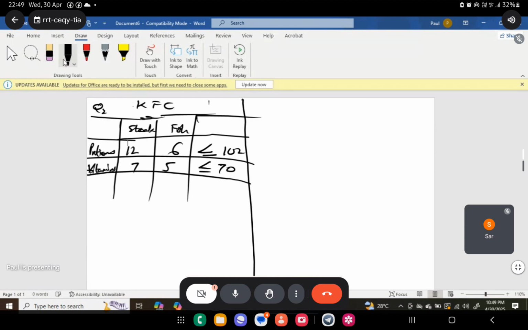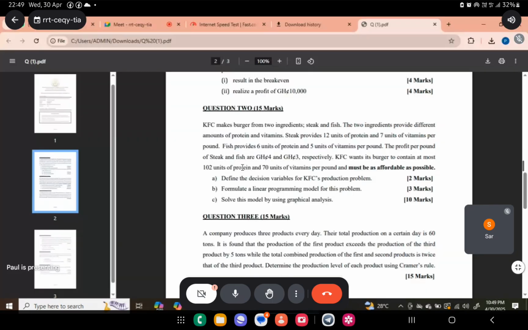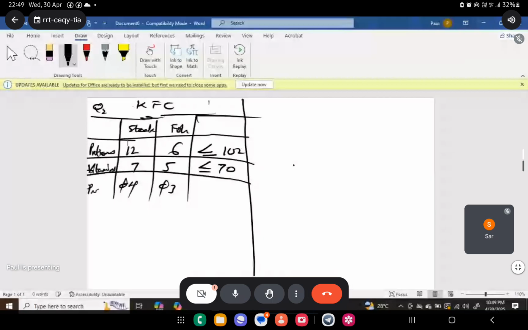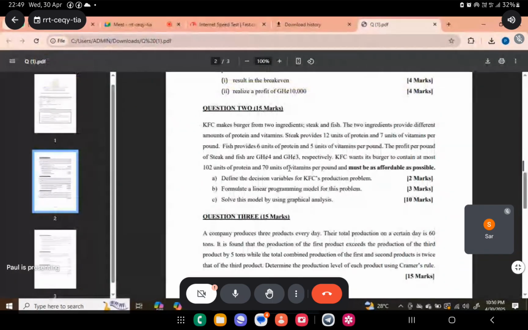So always you need a constraint. If you don't have a constraint, it means you are getting it wrong. Now they are saying that KFC makes a profit of 4 cedis on the steak and 3 cedis on the fish. So you can just write the profits here. Now let's see the requirements. A. Define the decision variables for KFC's production problem. It's just 2 marks because it's not difficult.